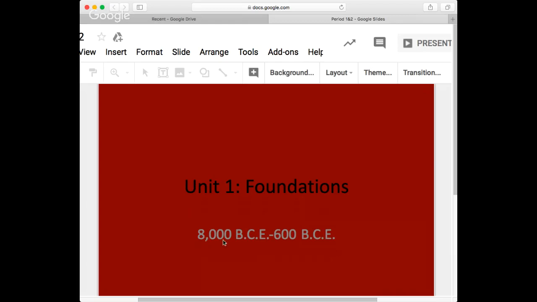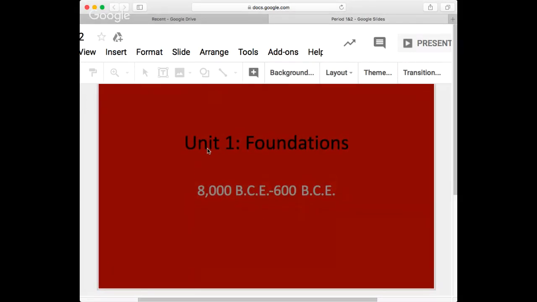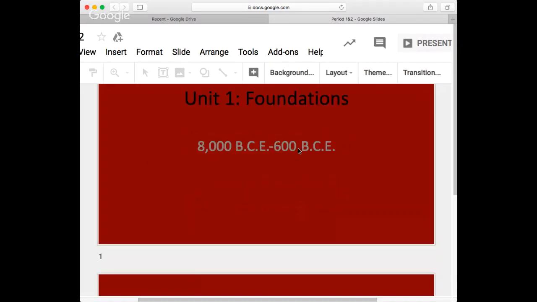So period 1, we know our starting year, we don't know exactly, but 8,000, 10,000, 14,000, something, first human being, all the way until 600 BCE. And that's unit 1. It's called foundations. We were talking the other day about the names for this, and we didn't know what period 1 was, but it is called foundations.